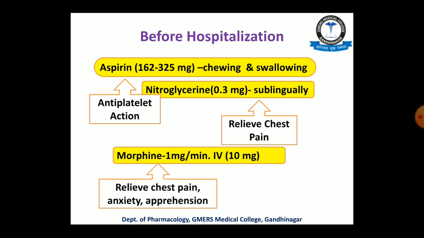Okay, so we are using opioids for the relief of the chest pain, anxiety and apprehension. Now, which measures during the hospitalization? One thing I have forgotten: even before the hospitalization, one point must be taken care of by the patient and his or her relatives, that is absolute bed rest, because even the slightest movement will increase the cardiac workload, and the same applies during the hospitalization.